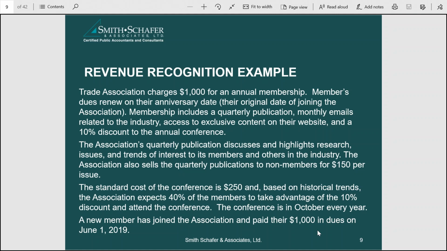The standard cost of the conference is $250, and based on historical trends, the association expects 40% of its members to take advantage of that 10% discount at the conference. The conference is in October every year, and a new member has joined the association and paid their $1,000 in dues on June 1st, 2019.